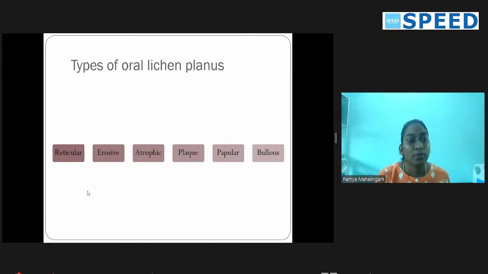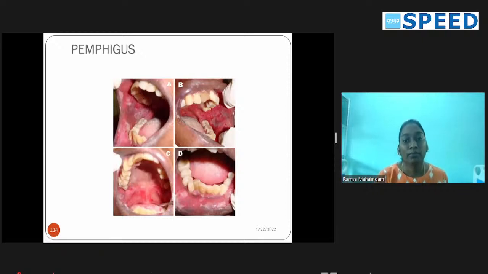So what are the types of lichen planus? Basically, it's reticular, erosive, atrophic, plaque, papular, and bullous lichen planus. So these are the types, and types is also very important actually. So moving on to Pemphigus vulgaris.